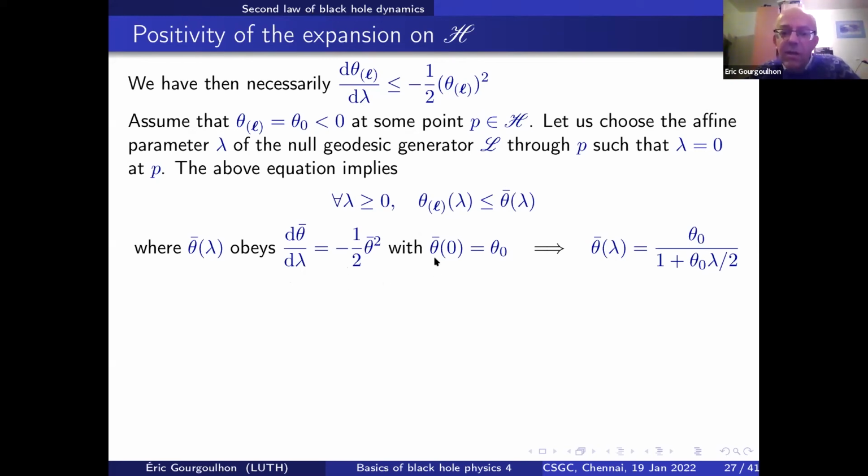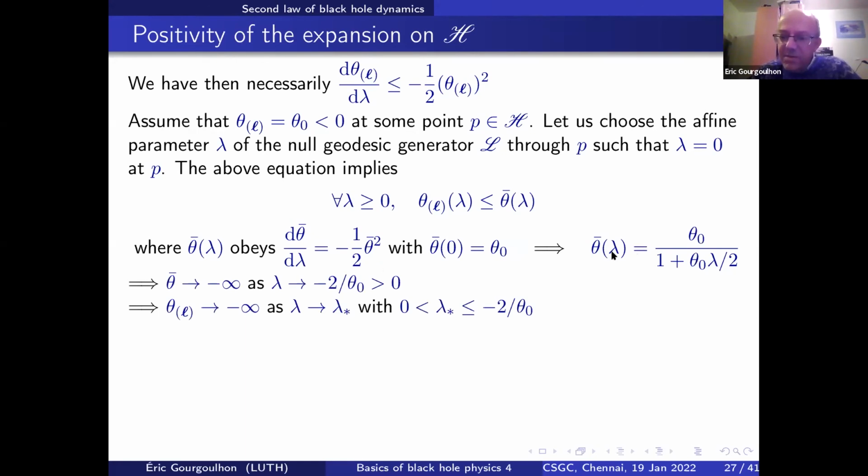So the initial condition here would be this negative value, and the solution with that initial condition, this is a first order differential equation, has a unique solution, given by this expression here. Okay. And then we see that this expression diverges to minus infinity because theta naught is negative, when lambda goes to that value, which is strictly positive. So lambda equals 0 was the initial condition.